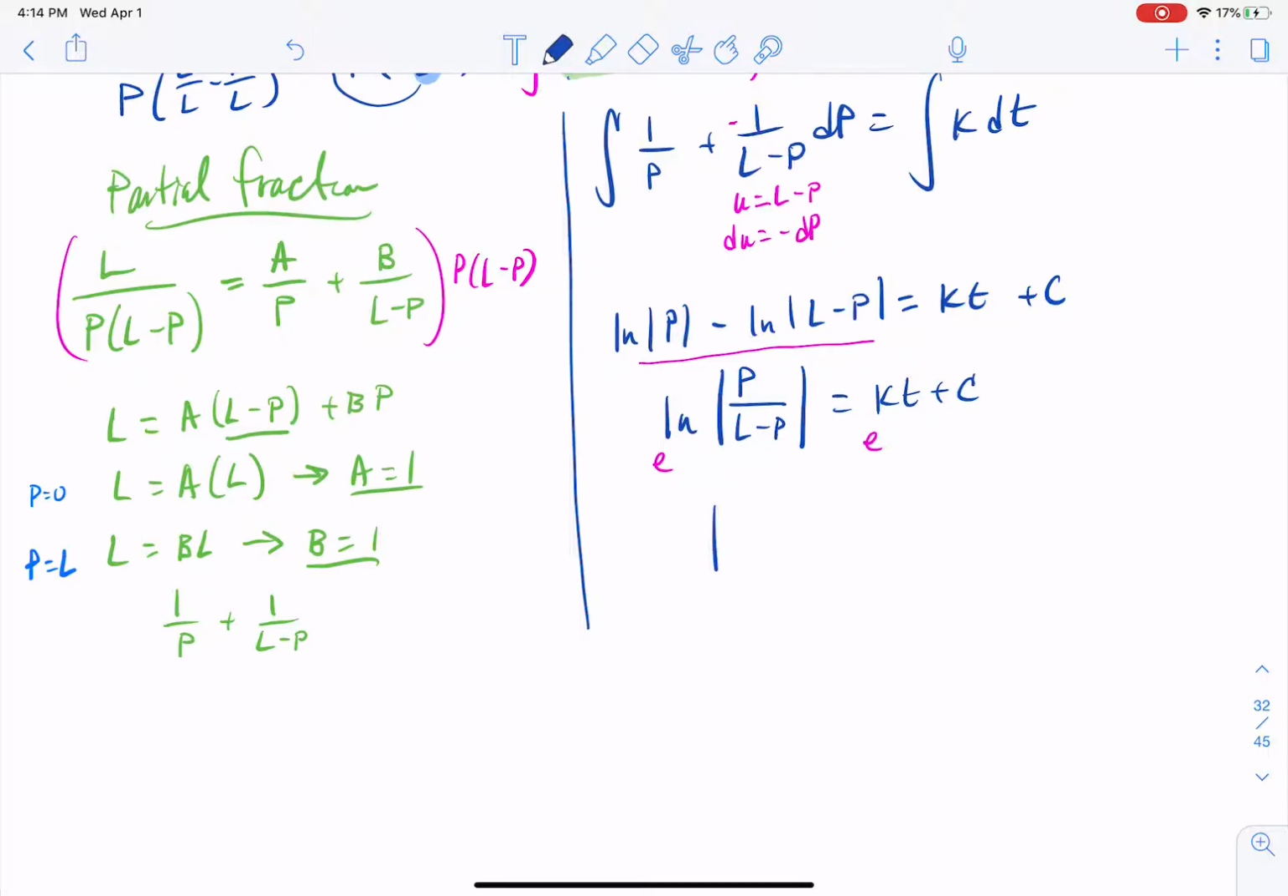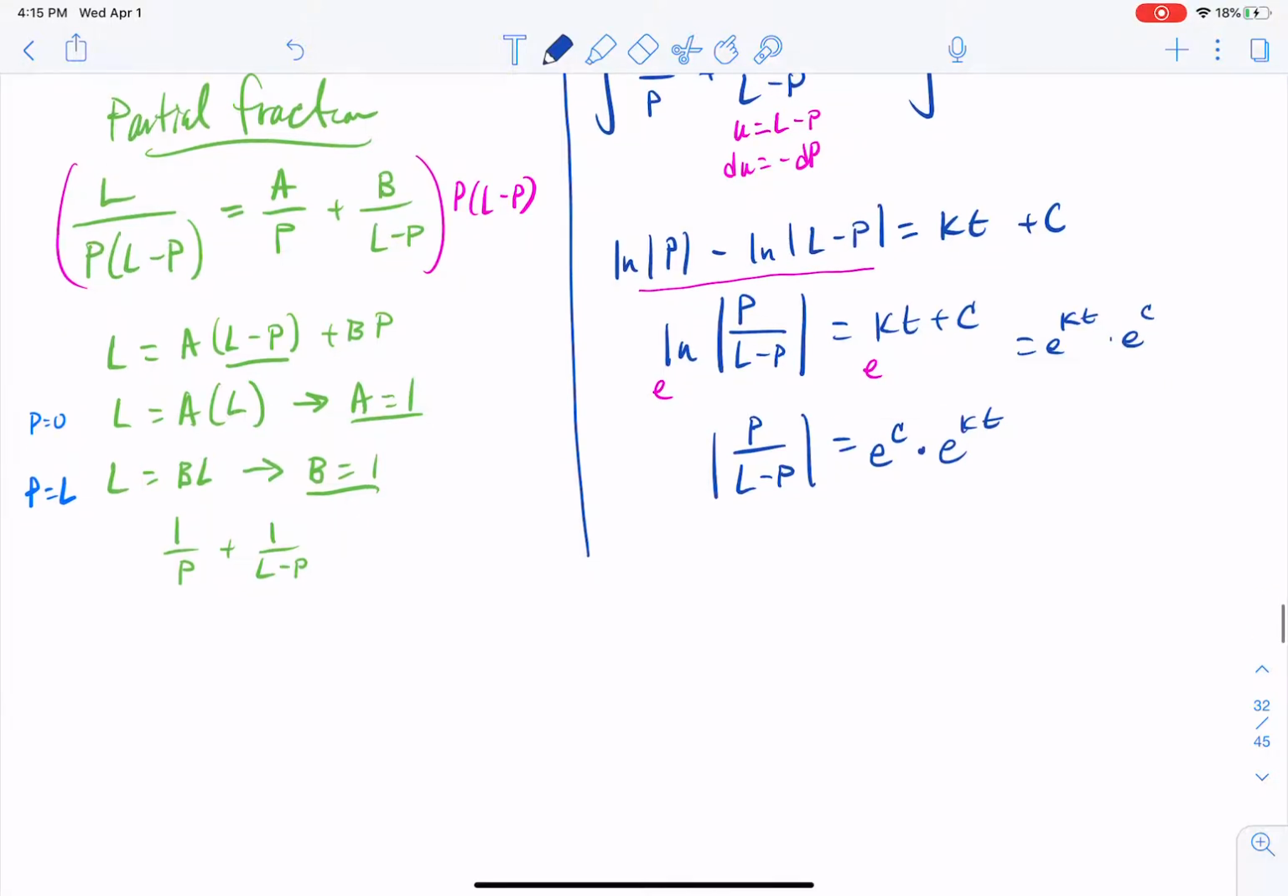So we have the absolute value of P over L minus P is equal to, and you know what we've done before, we break that up as e to the kt times e to the c, and I'm just going to bring that e to the c up front. E to the c, remember, can be any positive number. It cannot be 0, and it can't be negative. All right. And then what I like to do is I like to get rid of the absolute value symbols. And when I do, I could have a positive solution or a negative solution.